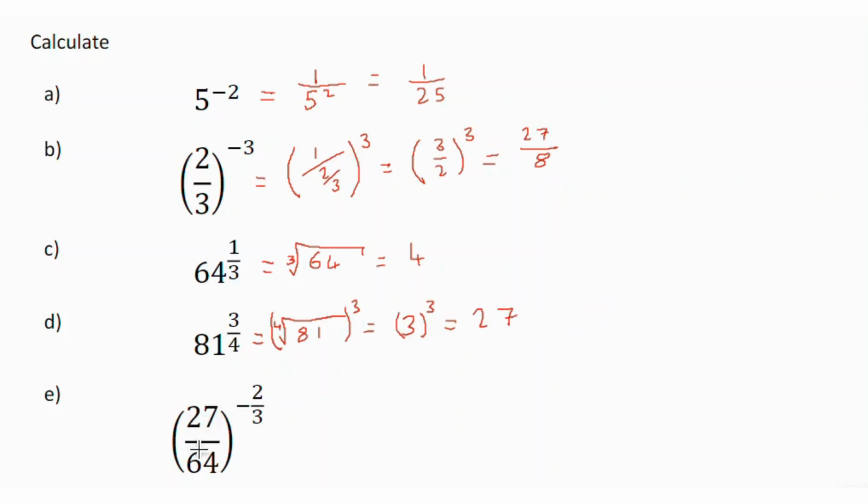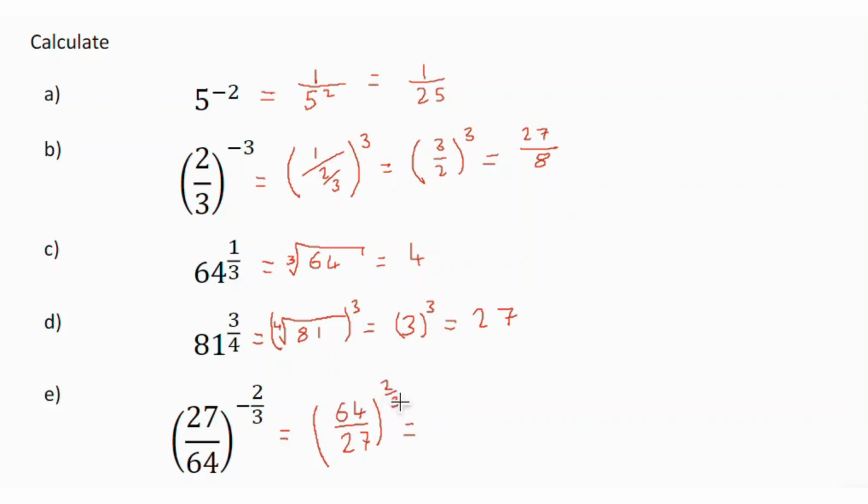Finally, putting all of these things together, something like 27 over 64 to the minus 2/3. So let's deal with these one at a time. First of all, we deal with the negative in the power. That means we take the reciprocal of 27 over 64, which is 64 over 27, to the power of 2/3.